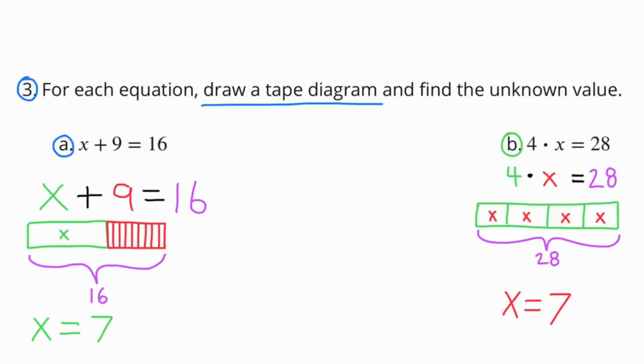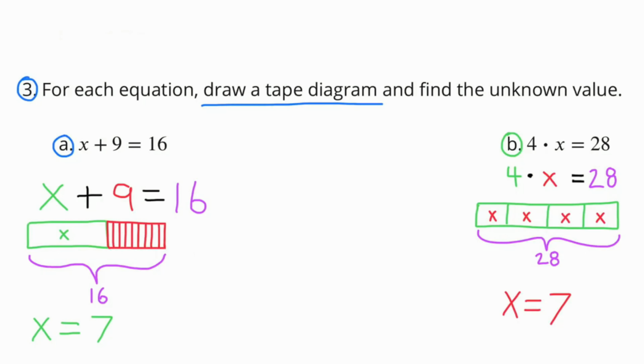Number 3. For each equation, draw a tape diagram and find the unknown value. A. x plus 9 equals 16. My green rectangle represents x, the unknown value, plus 9 smaller rectangles would equal 16. So in green is the unknown value. The red rectangles represent 9, and then purple represents the combined total of x plus 9, and that would equal 16. The value would be the same as 16 minus 9, which would be 7. So x equals 7. Since 16 minus 9 equals 7, then 7 plus 9 would equal 16.